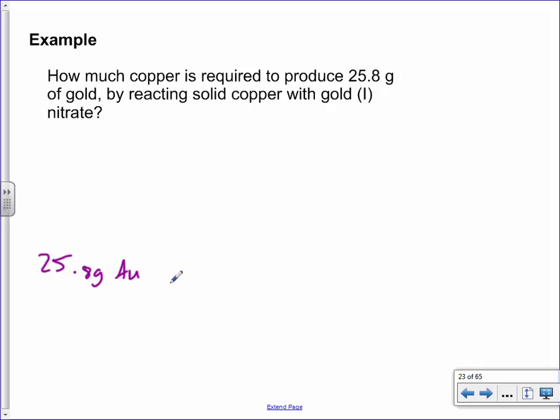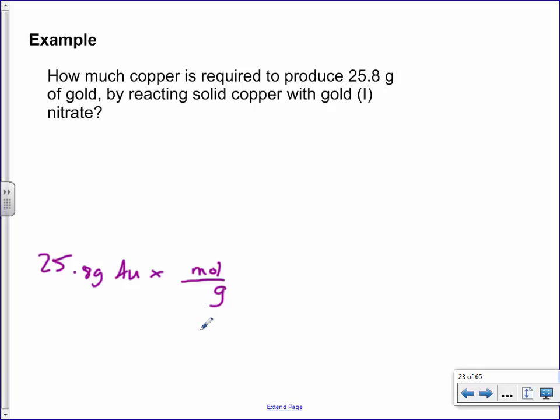All right, so I can start with 25.8 grams of gold. That's a good place to start. What's next? Do we want to work with grams? Moles is always the unit we need to work with, so I need to have a mole over a gram. And where do I find that number? Gold's number on the periodic table, its molar mass, yeah.